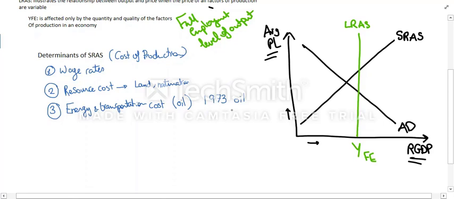Another example is Egypt, when electricity prices increase, or when the subsidy on gasoline and petrol is removed. In Egypt, between 2014 until now, when subsidies on oil are removed, oil prices rise, and when the increase in oil price happens, this causes the cost of production to increase, and this causes the short-run aggregate supply to decrease.